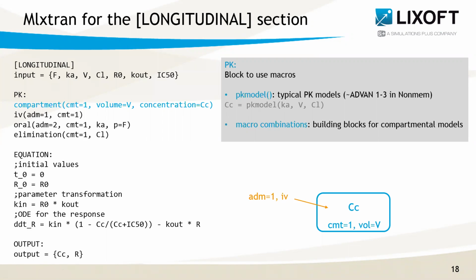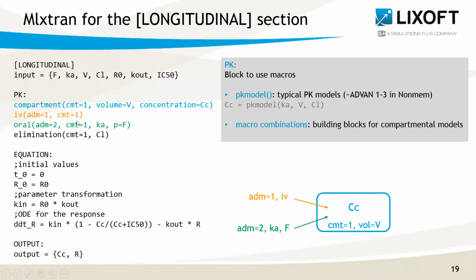Then I can define the intravenous administrations, and I'm going to say they're going to arrive in compartment 1, so my central compartment. But not all doses will go via this route. Actually, only the doses that I'm going to tag in the graphical user interface with the ADM keyword equal to 1. So only doses with ADM equals 1 will go via this route. Then I'm going to define the oral doses using the oral macro. And this time, only the doses tagged with ADM equals 2 will go via this route.